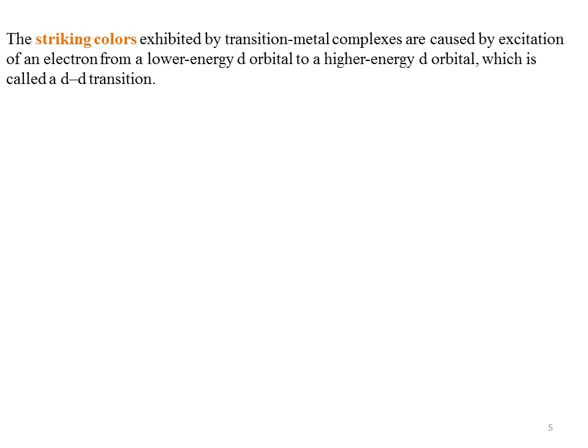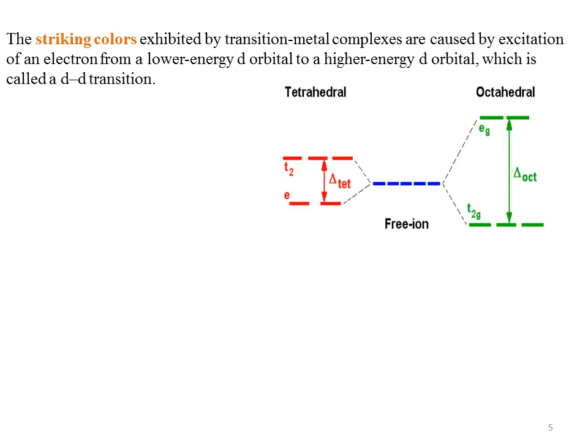Why do we observe different colors of coordination complexes or compounds? The striking color exhibited by transition metal complexes is caused by excitation of an electron from a lower energy d orbital to a higher energy d orbital, which is called the dd transition. Means the color of a compound or complex that we see could be because of dd transition.